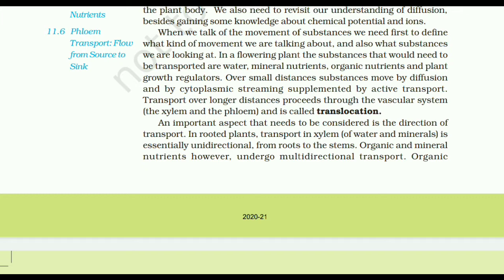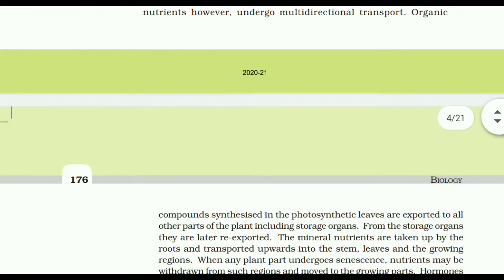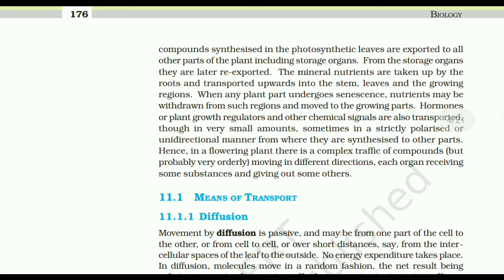An important aspect that needs to be considered is the direction of transport. In rooted plants, transport in xylem is essentially unidirectional, from roots to the stems. Organic and mineral nutrients, however, undergo multidirectional transport. Organic compounds synthesized in photosynthetic leaves are exported to all other parts of the plant, including storage organs. From the storage organs, they are later re-exported. The mineral nutrients are taken up by the roots and transported upwards to the stem, leaves, and the growing regions. When any plant part undergoes senescence, nutrients may be withdrawn from such regions and moved to the growing parts.